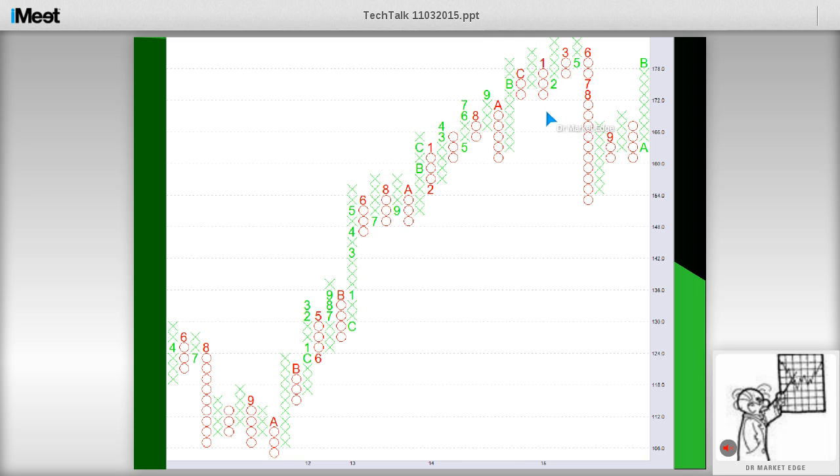And a point and figure chart is strictly a supply and demand type of chart. It's a different type of analysis. It doesn't really take time into consideration. It's basically looking at price points that determine whether a stock is breaking out or, in this case, breaking down, and we have different patterns to look at.